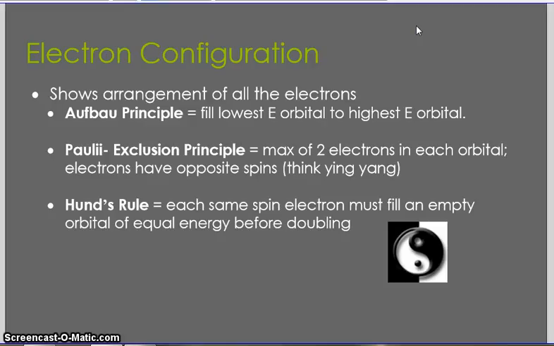Lastly, Hund's rule, the one that we really can't see until we get to our orbital diagrams, is that each same spin electron must fill an empty orbital of equal energy before doubling. This was like the manager's rule, where you had to have one person on the bottom bunk before you could put people on the top bunk.